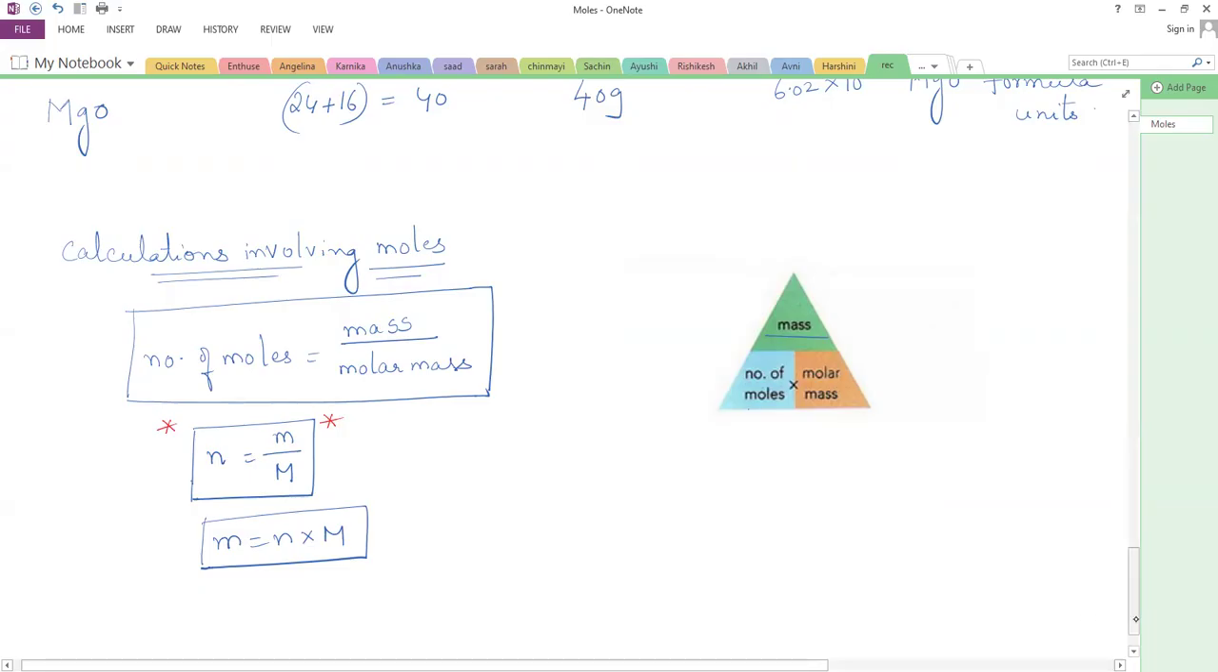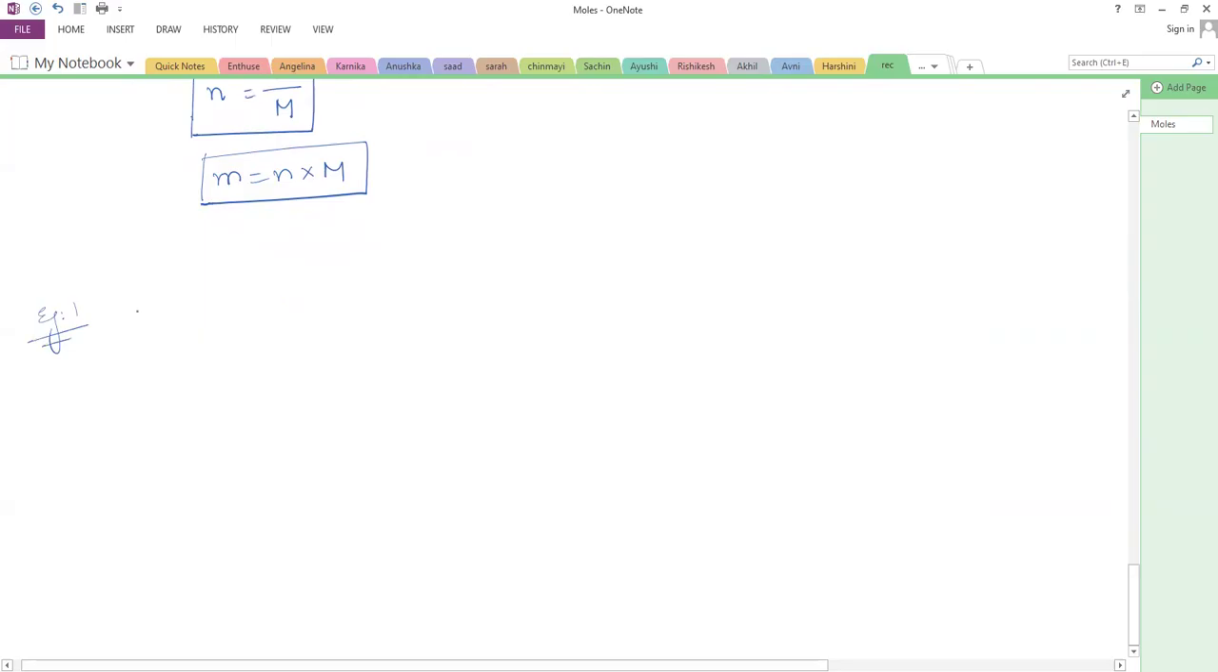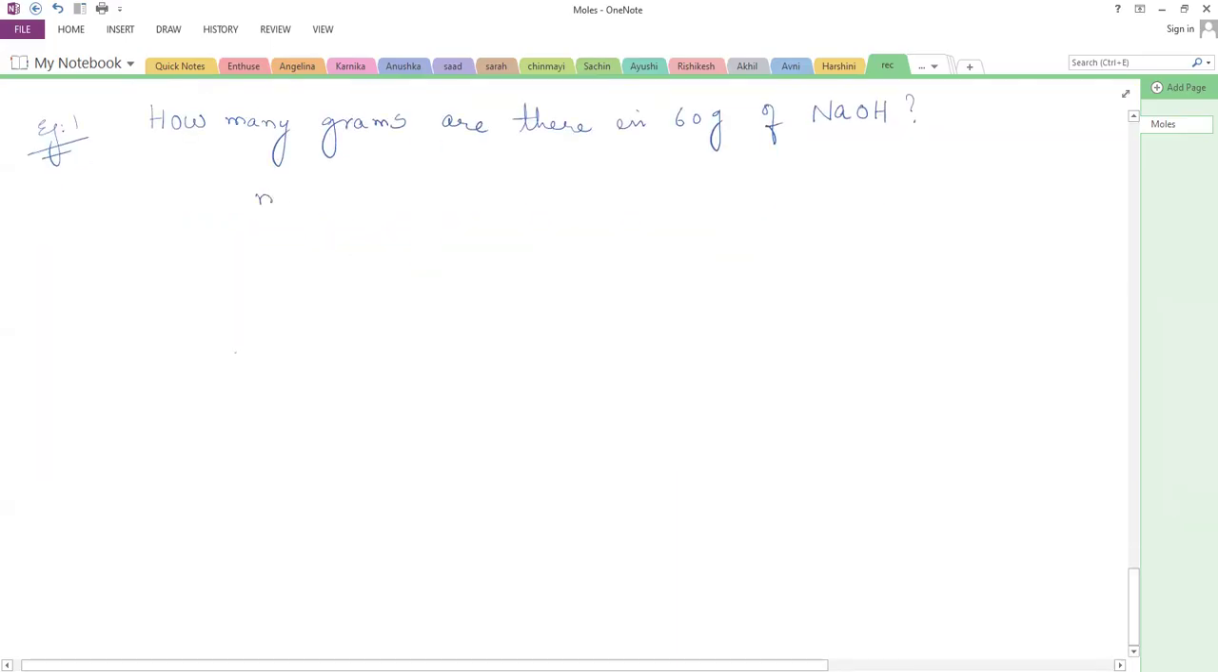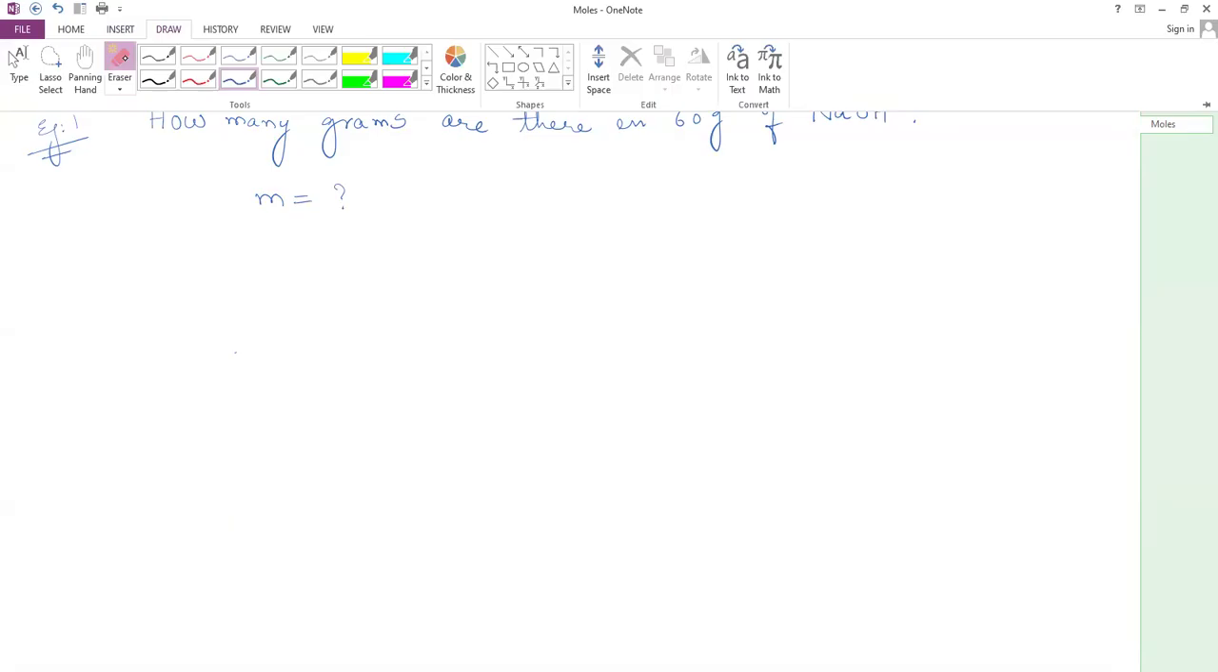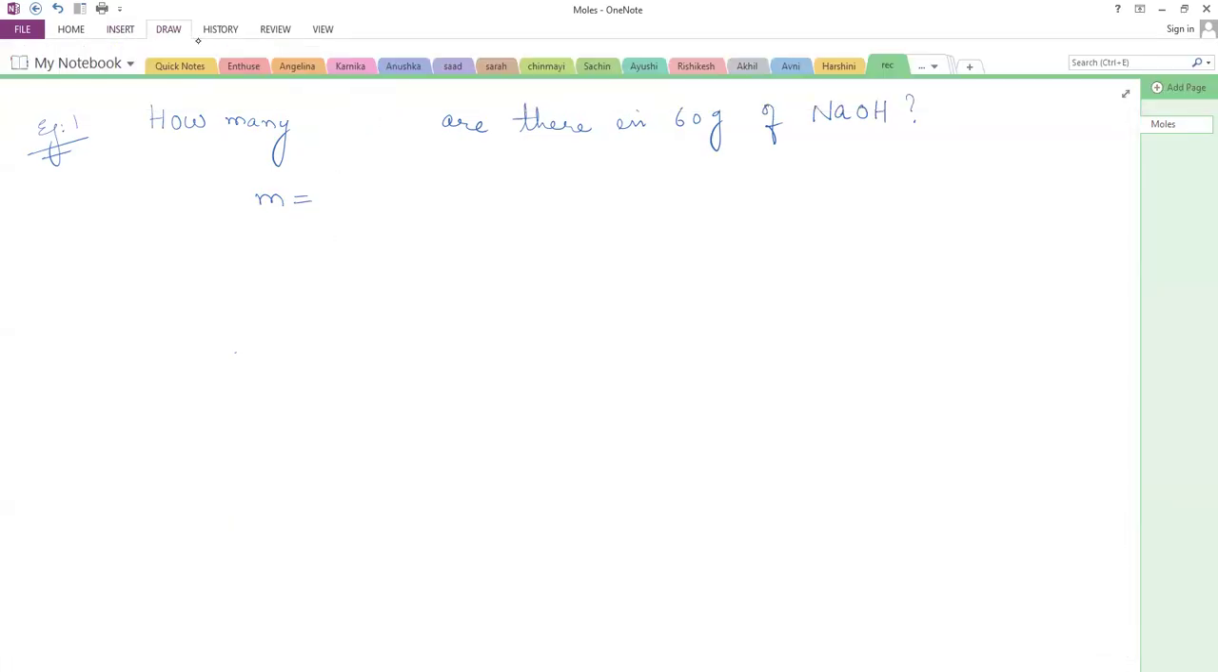For example, let's see this question based on this formula. How many moles are there in 60 grams of sodium hydroxide, where the formula of sodium hydroxide is NaOH? So they are asking for the number of moles, not grams. They give you the mass, which is 60 grams.